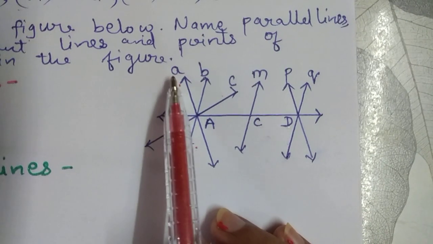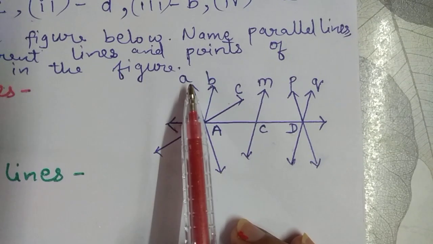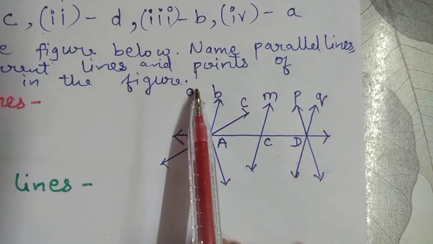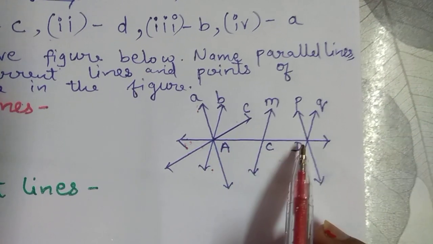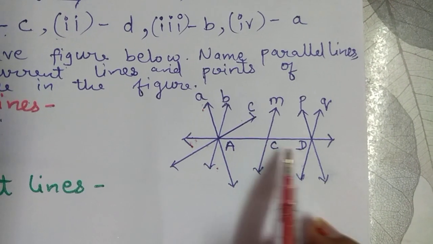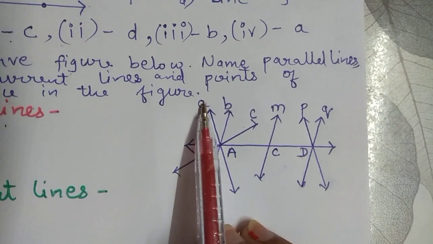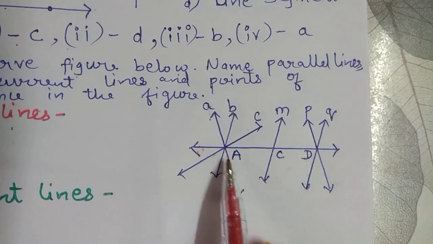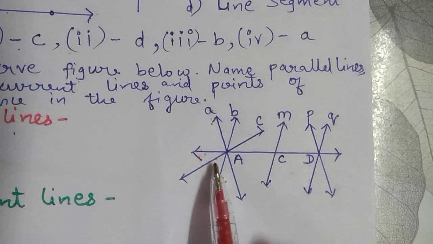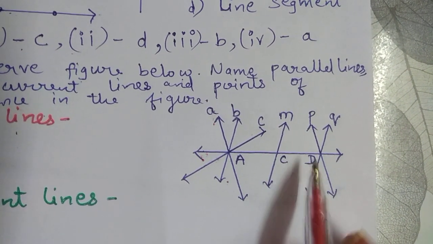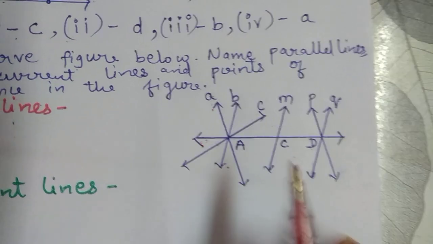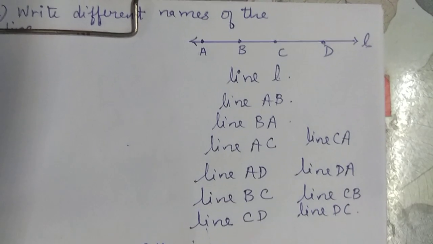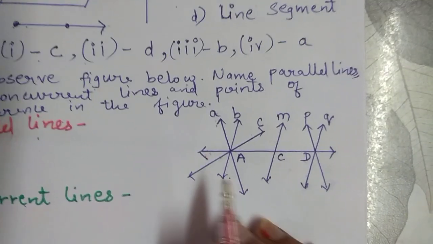Remember, if we are using small letters, we are using one letter only and that too only on one side. But if we are using capital letters, what we are doing? We are putting a point on that line and then we are naming that line. So this is line A. And how we will read this line? We will read as line AC or line AD or line CD or in a reverse manner line DC or line DA, which we saw in previous question. Remember?